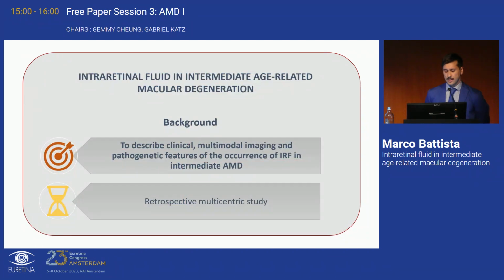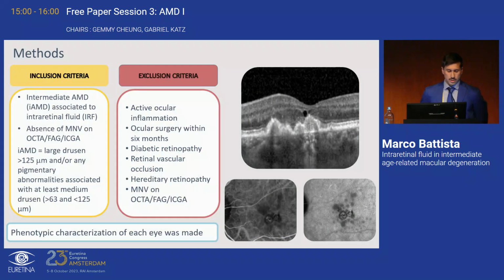So the aim of our study was, through a retrospective multicentric study, to observe the databases from Bietti Institute in Rome and San Raffaele Hospital in Milan, to observe cases of intraretinal fluid in intermediate AMD through a multimodal imaging approach. We included patients with intermediate AMD, so with large drusen over 125 microns, with or without pigmentary abnormalities, with at least also medium drusen.